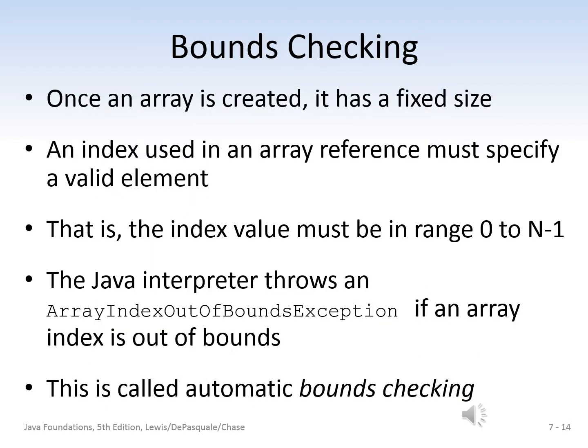Once an array is created, it has a fixed size, and an index used in any reference must specify a valid element. And we know, because we all took the prerequisite course, that if the size is 10 and you use an index of 10, you're going to get an error. So the index value must be 0 to size minus 1, and the Java interpreter throws an ArrayIndexOutOfBoundsException if an array index is not between 0 and size minus 1. This is called automatic bounds checking.